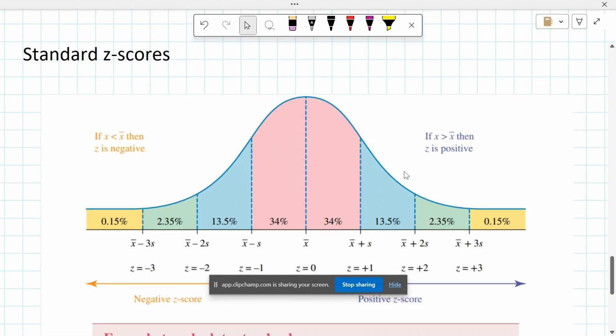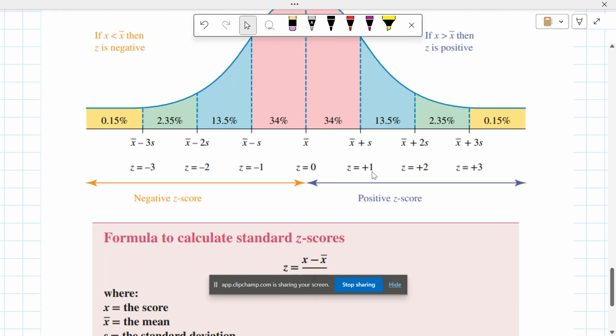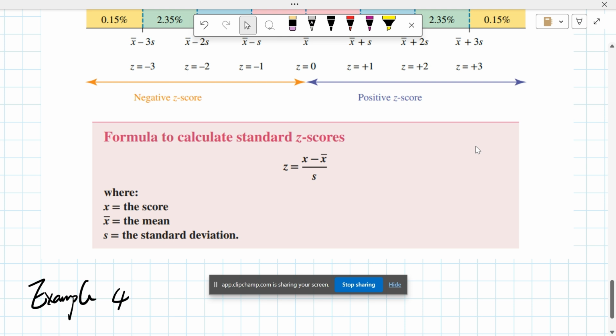Now we're going to talk about z-scores. A z-score counts how many standard deviations you are away from the mean, so you have negative and positive values. The formula to calculate the z-score is the score minus the mean, divided by the standard deviation.